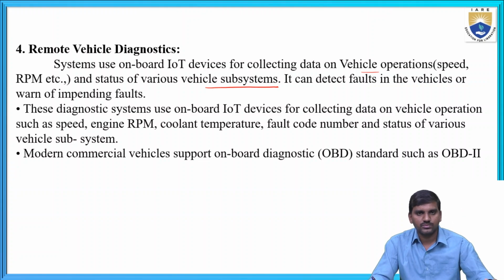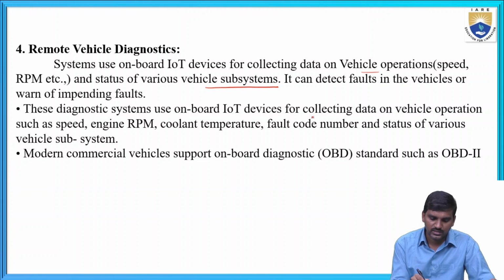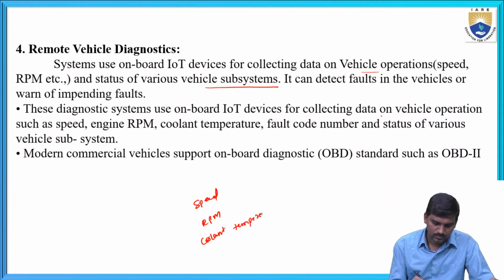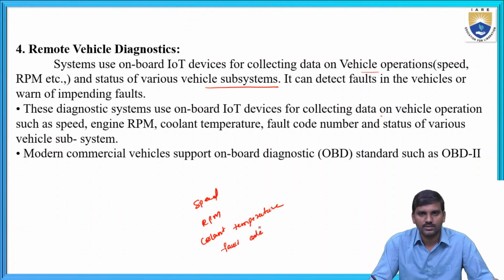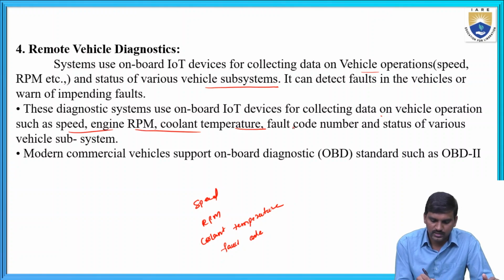These diagnostic systems are used on board IoT devices for collecting data on vehicle operation, such as speed, engine RPM, coolant temperature, fault code number, and status of various vehicle subsystems. Parameters like these are the input parameters it can monitor.